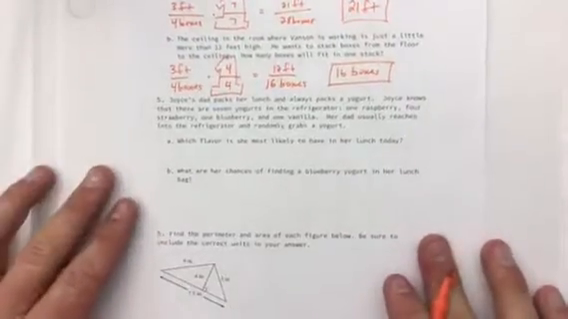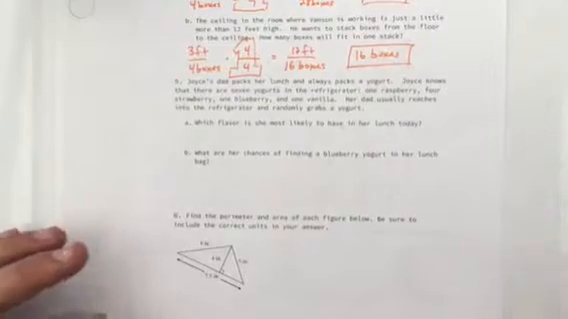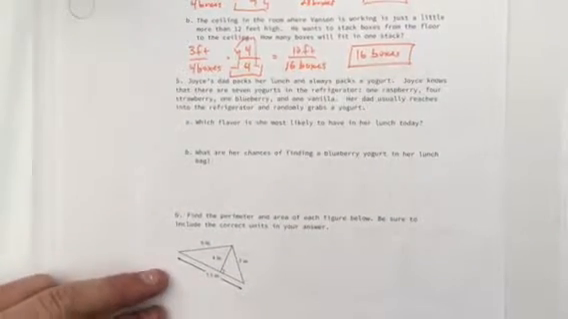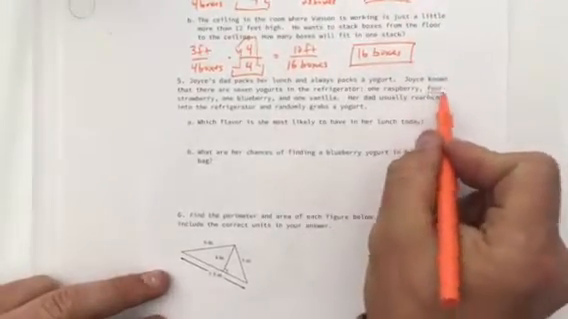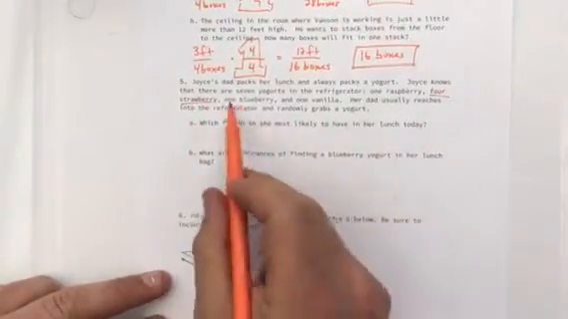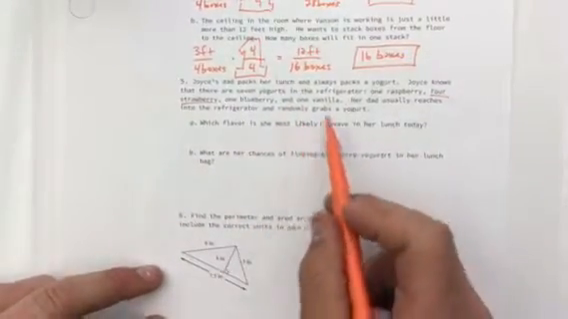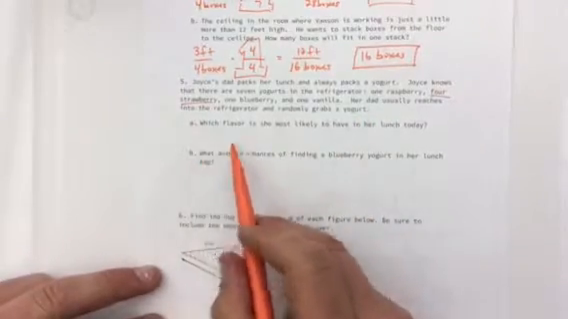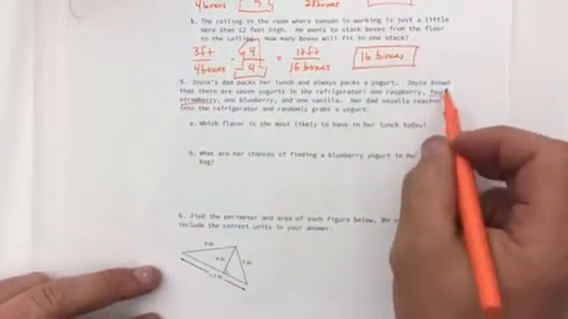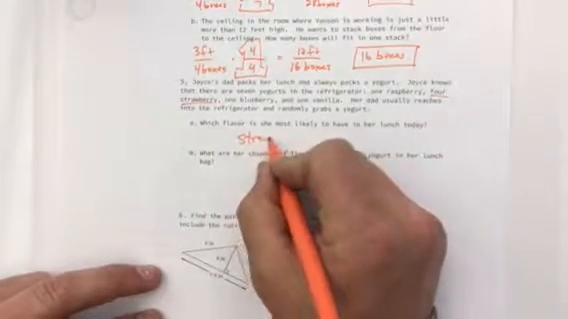Number 5. Joyce's dad packs her lunch and always packs a yogurt. What a nice guy. Joyce knows there are 7 yogurts in the refrigerator: 1 raspberry, 4 strawberry, that's key information, 1 blueberry, and 1 vanilla. Her dad usually reaches in the refrigerator and randomly grabs a yogurt. Sounds like a weird guy. Which flavor is she most likely to have in her lunch? Well, there's more strawberries than anything else, so the answer is strawberry.